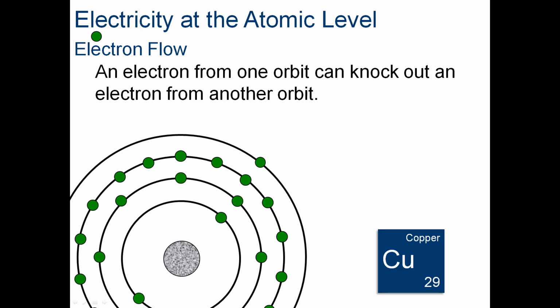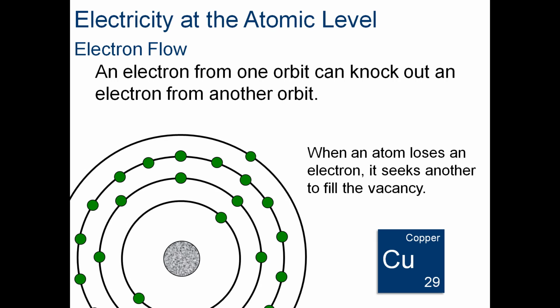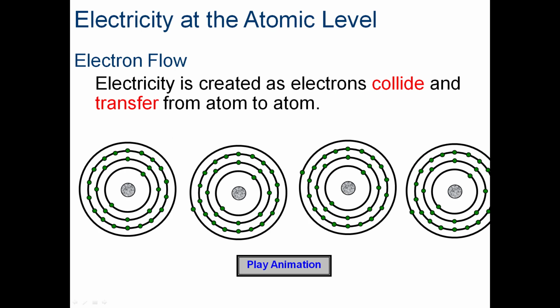And the reason for that is the way electricity flows at the atomic level. If we looked at electron flow at the atomic level, what we'd see is that as an electron moves from one atom to the next, it essentially knocks the electron off. That's conduction. Now, when that atom loses the electron, it seeks another to fill the vacancy. Here I've lined up 4 atoms, and you'd see conduction going on, or the transfer of electrons.